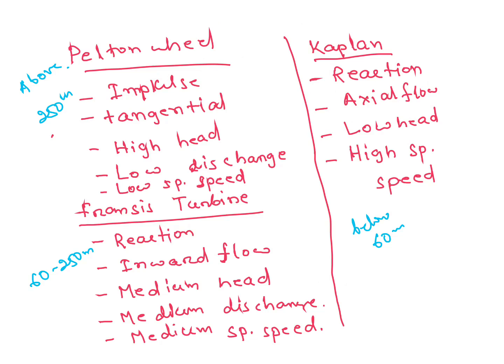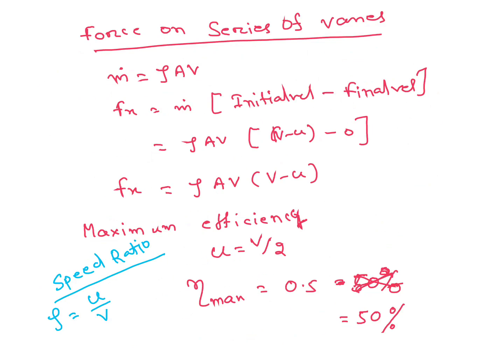Here, force on series of vanes, same as Pelton wheel. The speed ratio question they asked 3 times: phi equal to u by v. You have to calculate. They will give u and v, where v is root 2gh and u is pi D N by 60. Then you have to calculate the speed ratio, or they will give the speed ratio and you have to calculate small u or capital V.